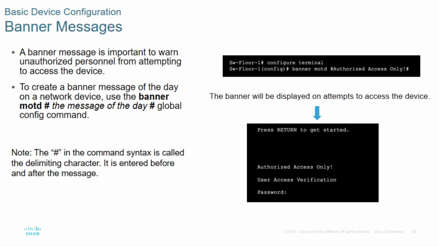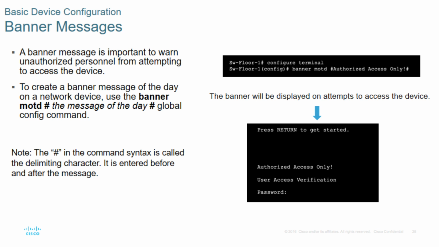So to create a banner message of the day on a network device, use the banner motd hashtag, then the message of the day, and then the hashtag, as a global config command. The hashtag in the command syntax is called a delimiting character, basically, and it is entered before and after the message, right?